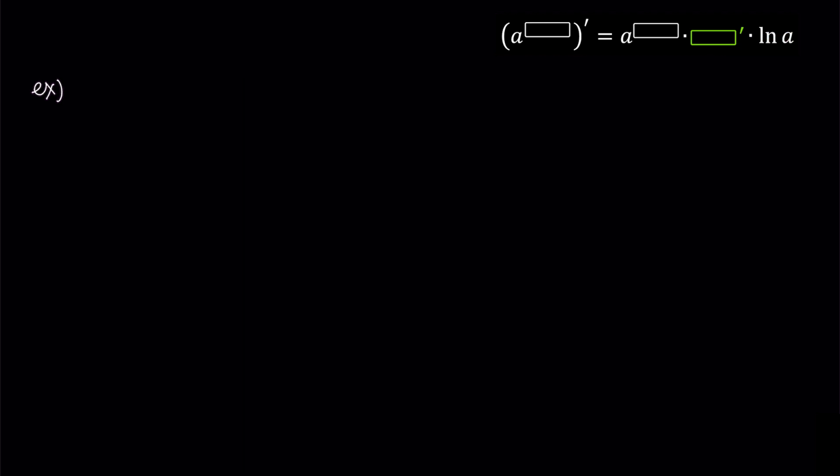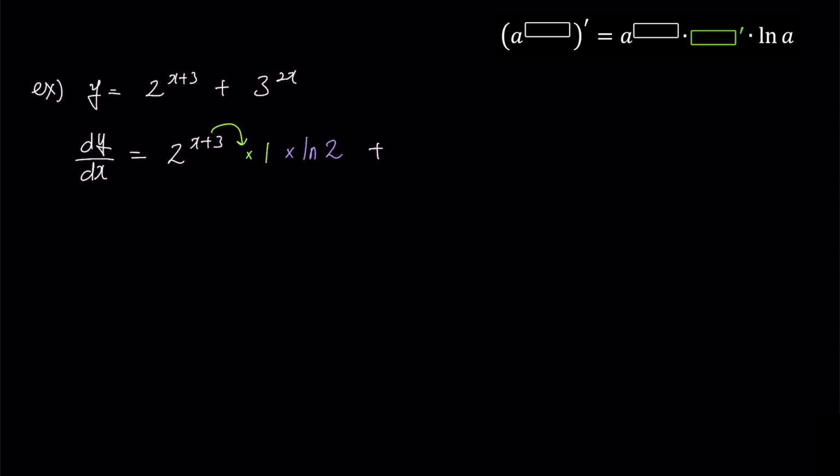Let's solve the third example, y equals 2 to the power of x plus 3 plus 3 to the power of 2x, right away. The derivative of the first term, 2 to the power of x plus 3, is obtained by multiplying it with the derivative of x plus 3, which is 1, and then multiplying it by ln 2. Similarly, for the second term, we write down 3 to the power of 2x, multiplying by the derivative of 2x, which is 2, and then bring in the base value of 3 to create ln 3 and multiply it.